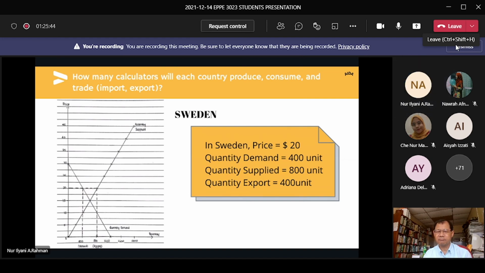Then, how many calculators will each country produce, consume, and trade? So in Sweden, we can see that the price of calculators will be $20. Based on the graph, Sweden will consume 400 calculators and produce 800 calculators. So Sweden has an excess of quantity supplied over quantity demanded of 400 calculators. So Sweden will export 400 calculators to Norway to fulfill their quantity demanded. That's all from me. I will pass to the next presenter.